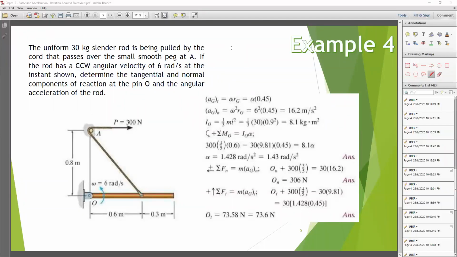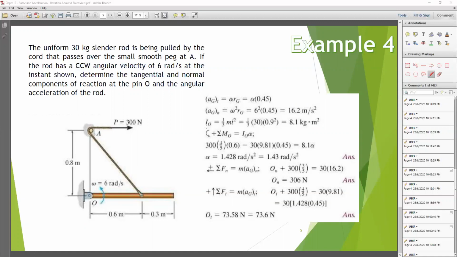Okay, on this particular example, we need to determine the tangential and normal components of reaction at the pin O and the angular acceleration of the rod. To begin with, first we look into the problem shown on this figure. The difference from the previous example number 3 is that there the point O is located somewhere on the rod. On this example, the axis of rotation is at the end of the rod. That's the difference.